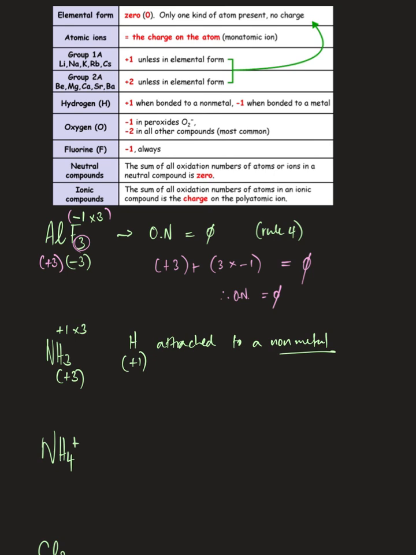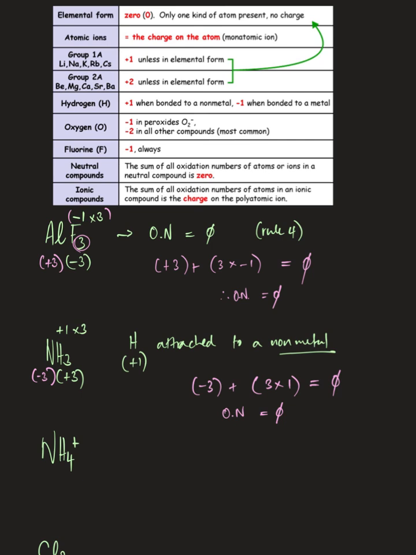If I remember, rule 1 says that the sum of all oxidation numbers of atoms or ions in a neutral compound must be 0, which means that this nitrogen has to be -3. So what I'm going to end up with here is that to get an overall charge of 0, I've got -3 plus 3 times 1, which is going to give me 0. So my oxidation number is then equal to 0 for ammonia.